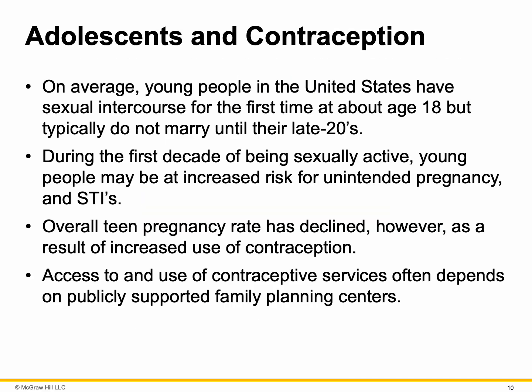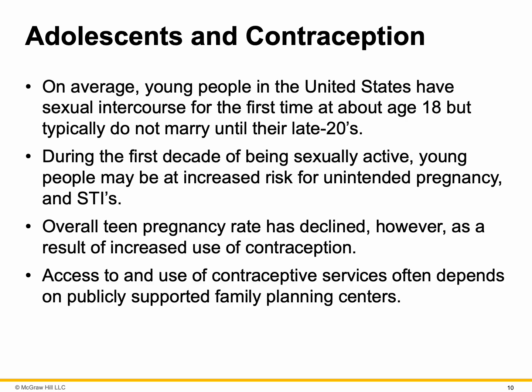So, what about the need for contraception during adolescence? Now, on average, young people in the United States have sexual intercourse for the first time at about the age of 18, but typically do not marry until their late 20s. By age 20, 80% of young people have had sexual intercourse. So, for these reasons, during the first decade of being sexually active, young people may be at increased risk for unintended pregnancies and sexually transmitted infections, or STIs.